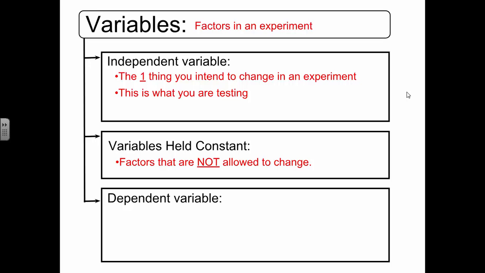So that leaves us with the dependent variable. In an experiment, the dependent variable is the data you collect, the observations you're making. So in the plant color experiment, what was the dependent variable? Growth of the plant. You don't know what it is ahead of time. It's what you're observing as the experiment's going along.